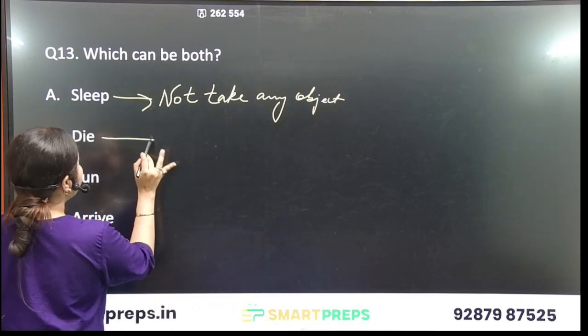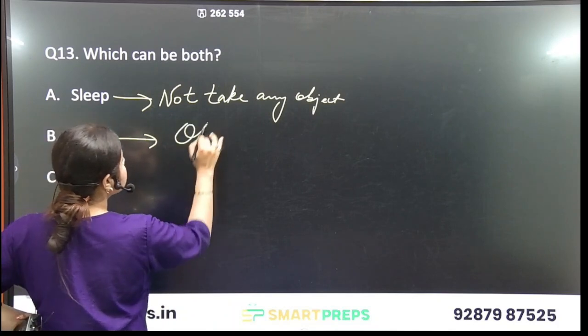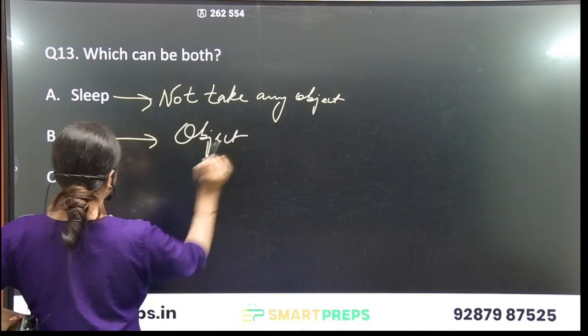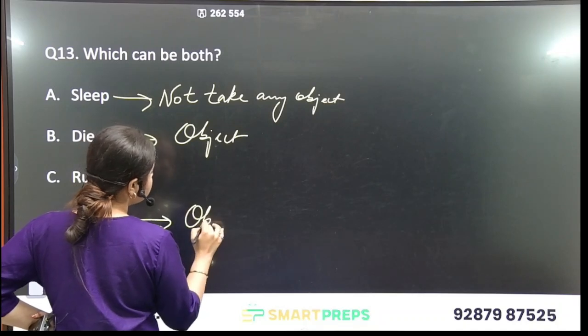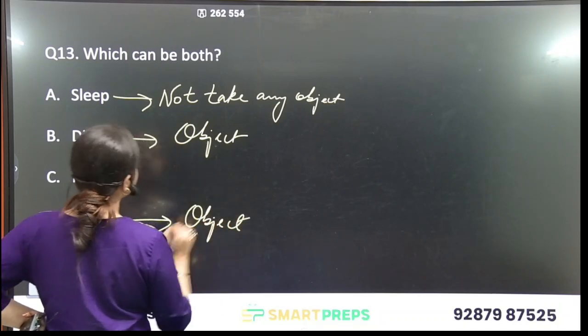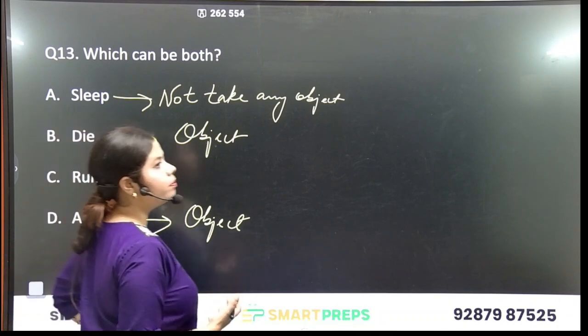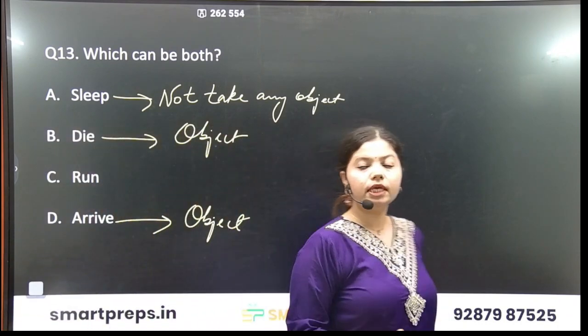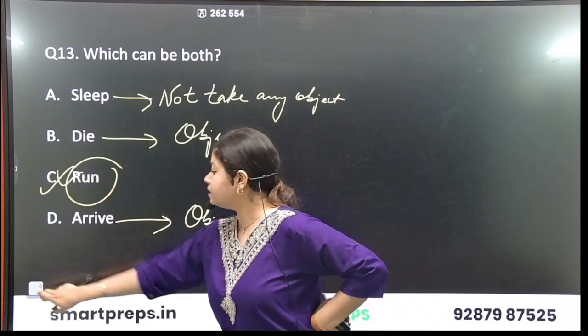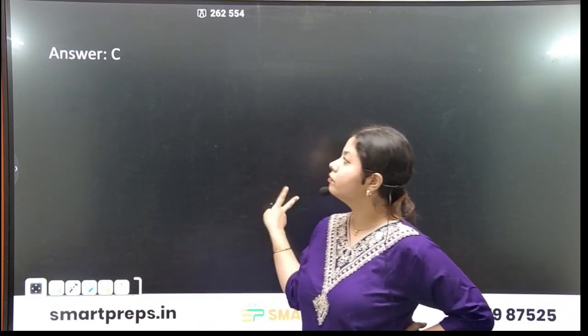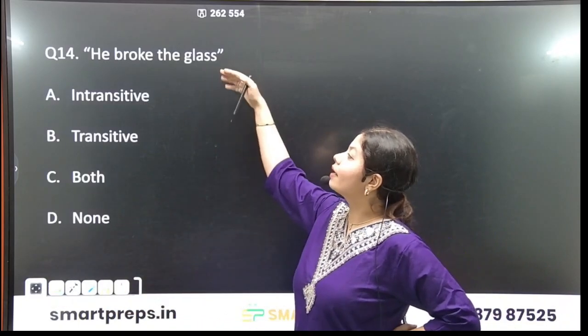Die may take an object. Arrive, he arrived at the airport. Yes, die can also take an object. He died where? So now run can be applied in both the cases. So the answer is run.